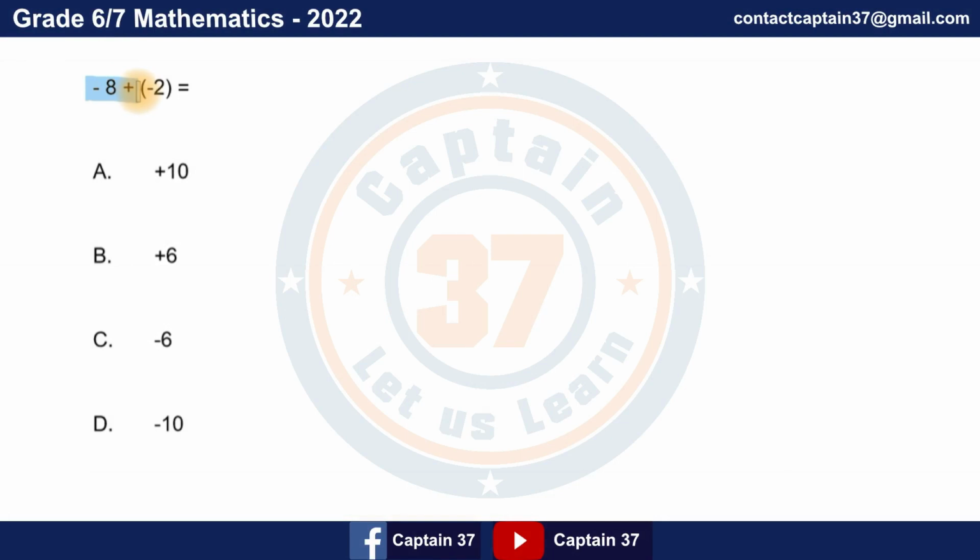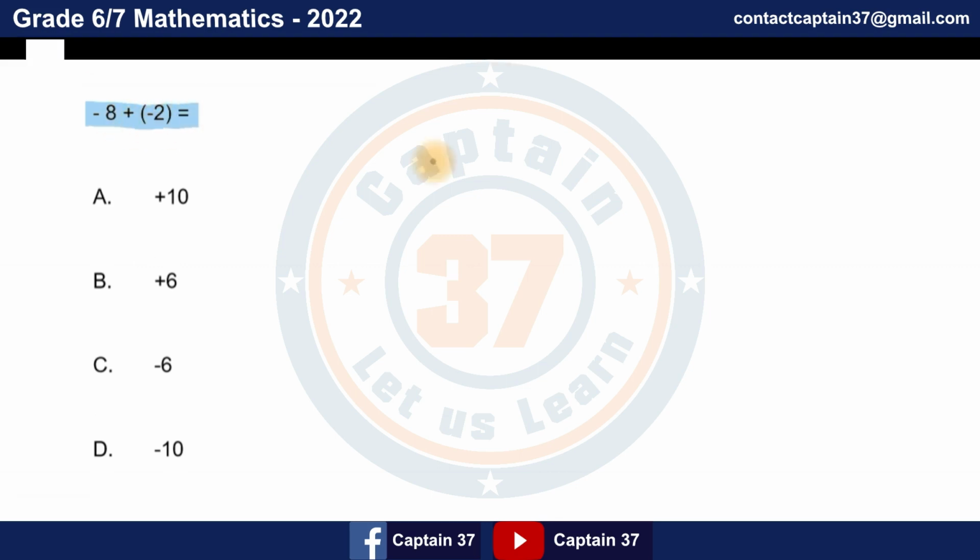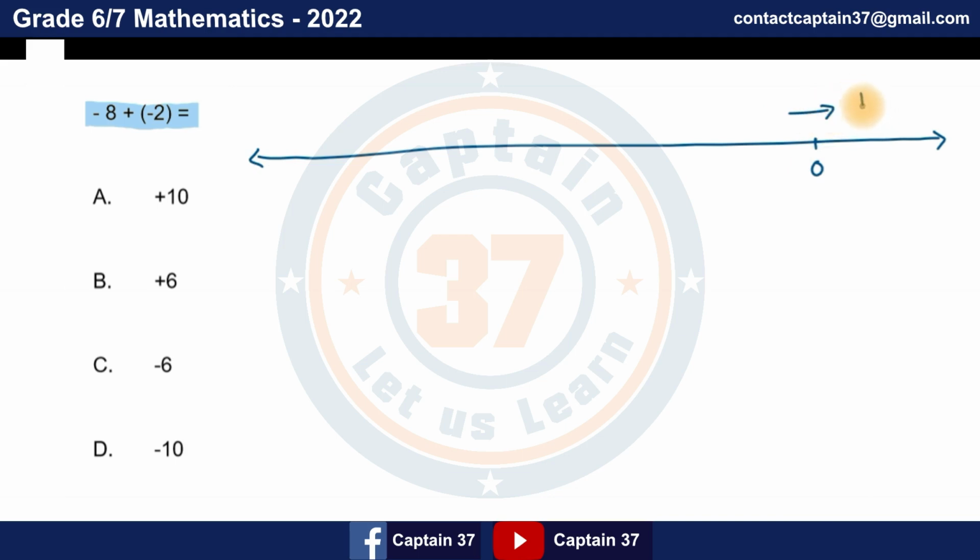-8 plus -2 is equal to what? To best answer this question, we can use the number line. Remember that there's 0 here, and going this side, the numbers are positive. Going this side, the numbers are negative. And our starting point is -8. So let's go to -8.